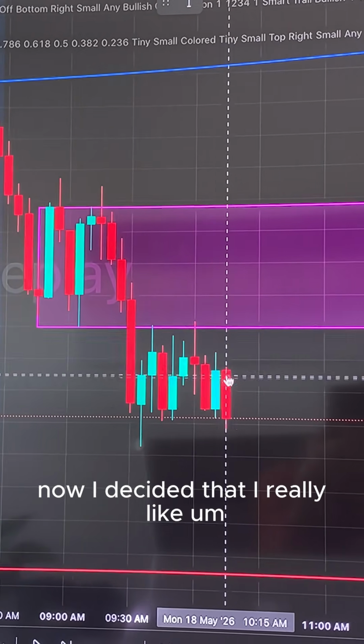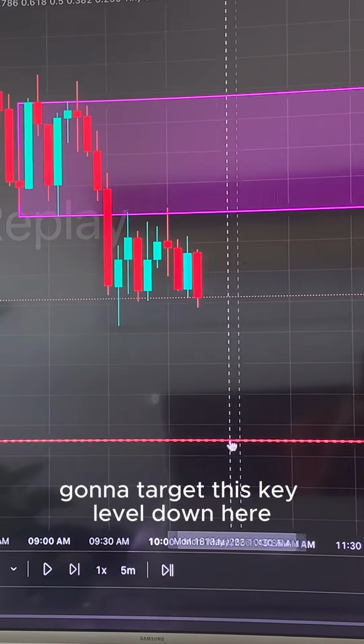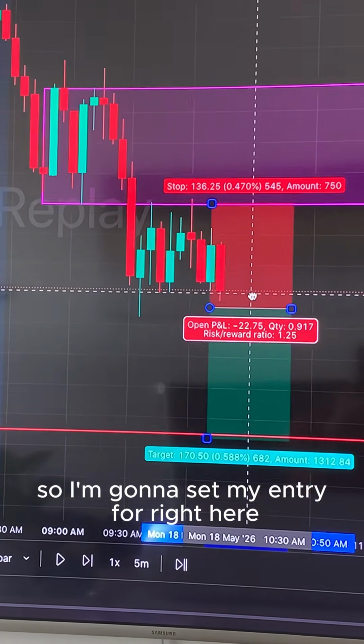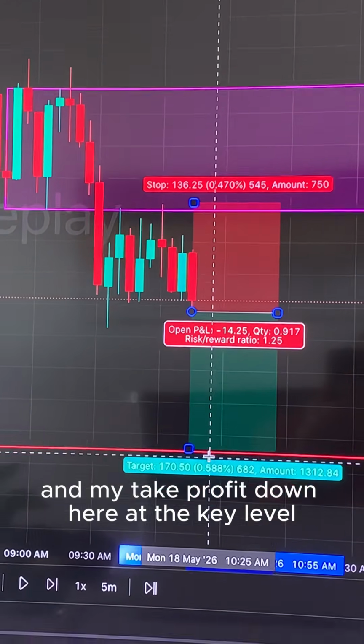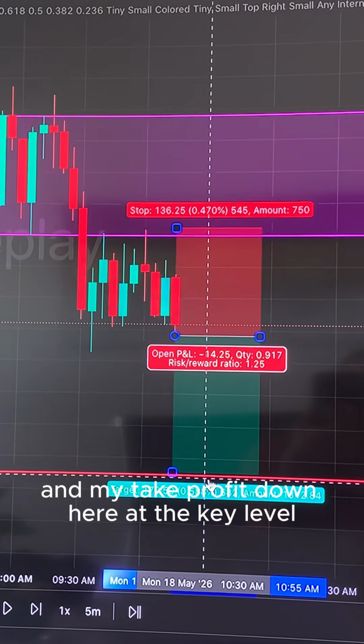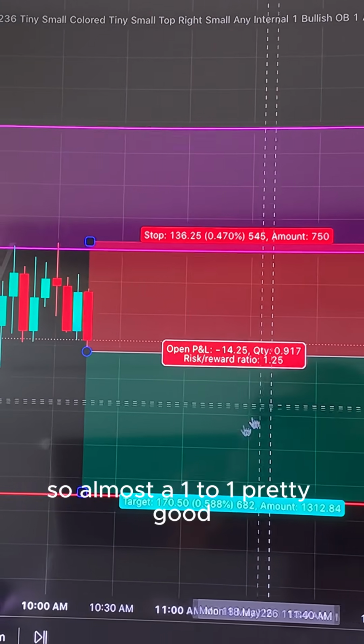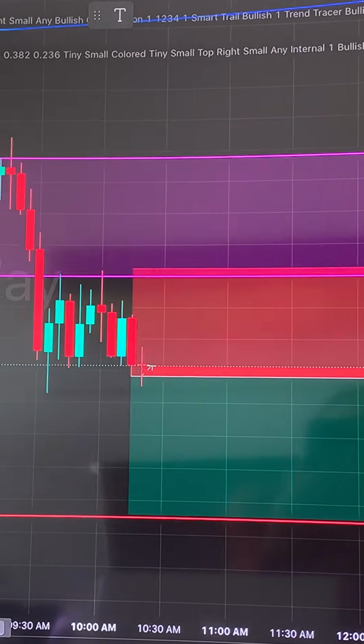Now I decided that I really like this bearish candle. I'm going to target this key level down here. So I'm going to set my entry for right here. I'm setting my stop loss here and my take profit down here at the key level. My risk to reward right here. So almost a 1-to-1. Pretty good.